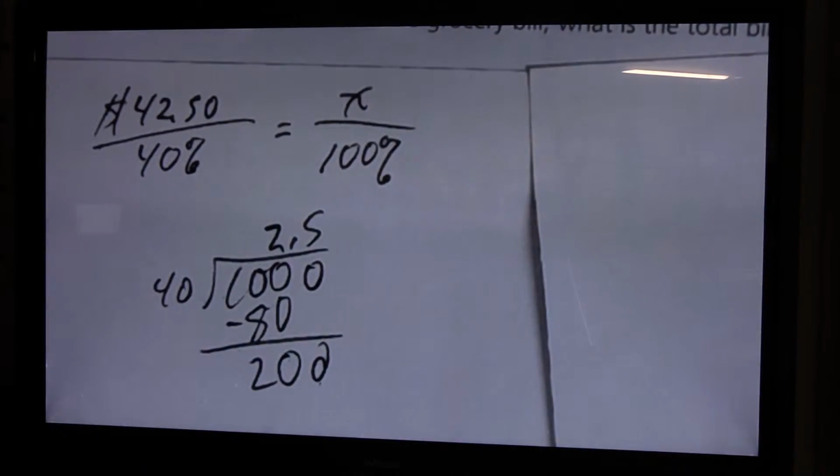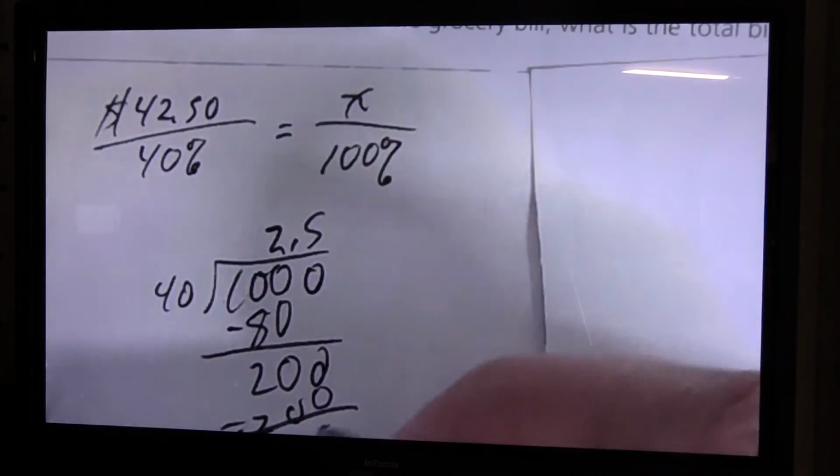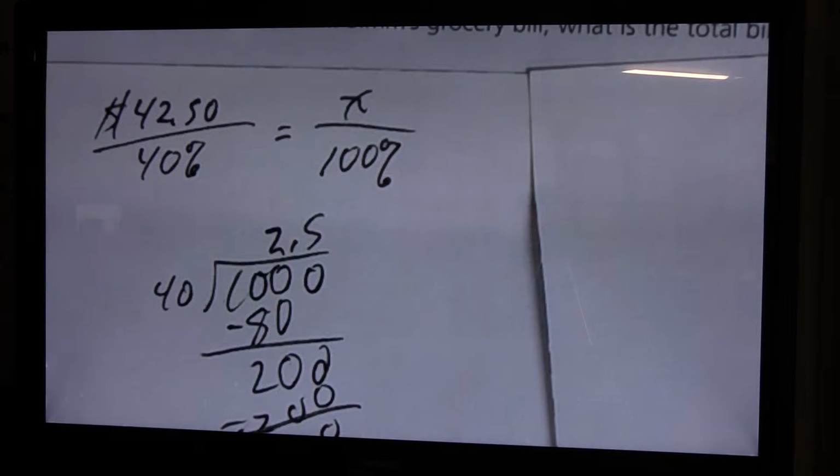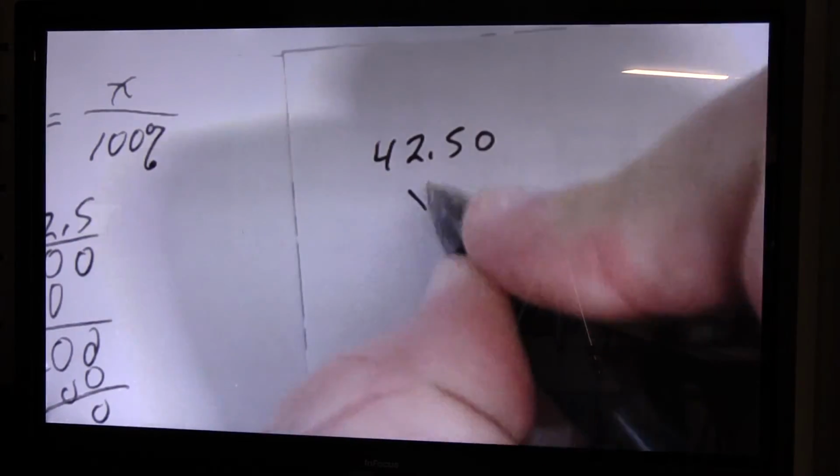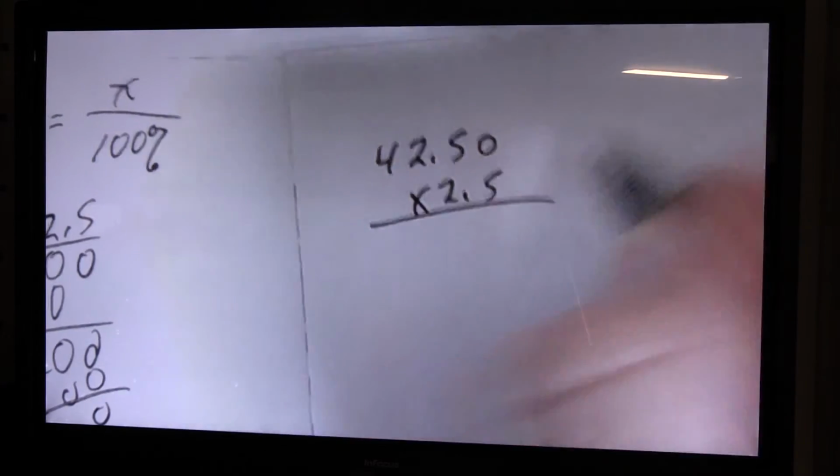So what we did to turn 40% into 100% is multiply it by 2.5. And whatever you do to the denominator, you have to do to the numerator. So I'm going to multiply $42.50 by 2.5, and that'll tell me how much the total is. Okay, so I'm going to shift this around just a little bit to show my work. Here is $42.50 times 2.5.